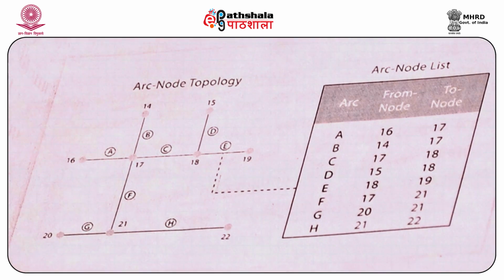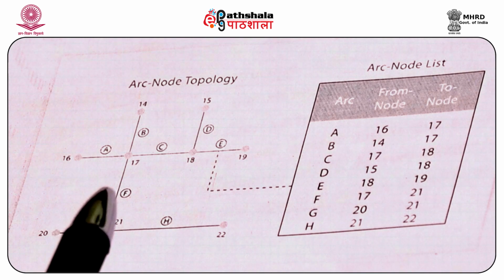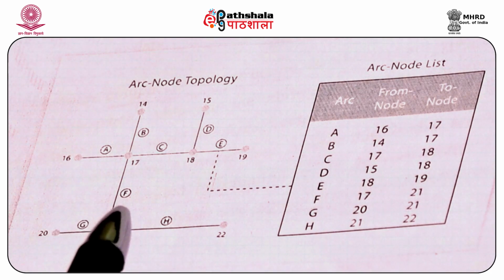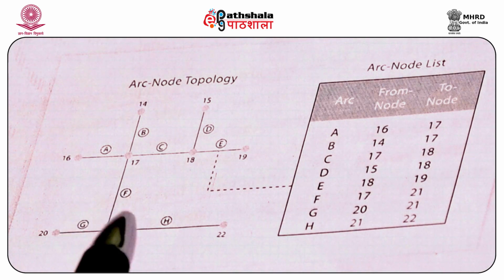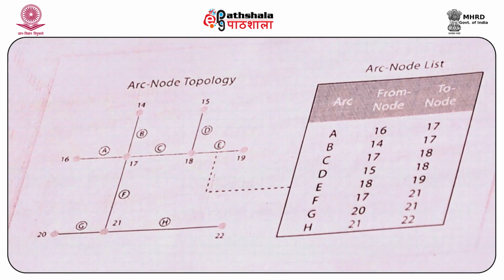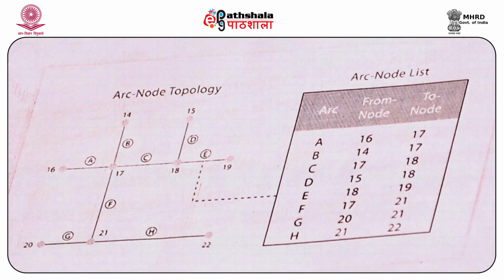Now, the second data model that I was talking about in the vector is the topological data model. As I said, it is characterized by the inclusion of topological information within the data set. Topology is a set of rules that model the relationship between neighboring points, lines and polygons, and determines how they share geometry. For example, figure 4 shows arc node topology.